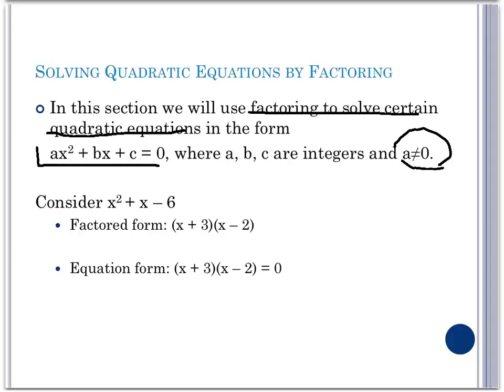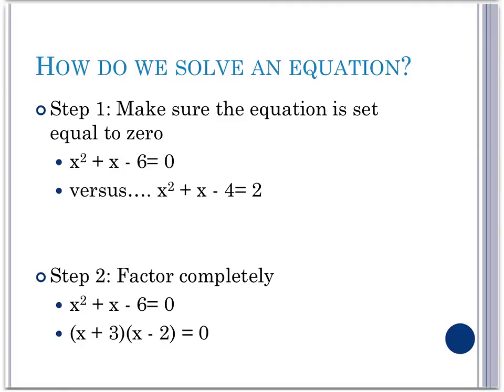For example, if we consider the expression x squared plus x minus 6, we could factor it into x plus 3 times x minus 2. If we set it up as an equation, we can set the quadratic equal to 0. Therefore, in factored form, we'd have x plus 3 times x minus 2 is equal to 0. Let's look at how we might solve this equation x squared plus x minus 6 is equal to 0. The first step is always to set it equal to 0.